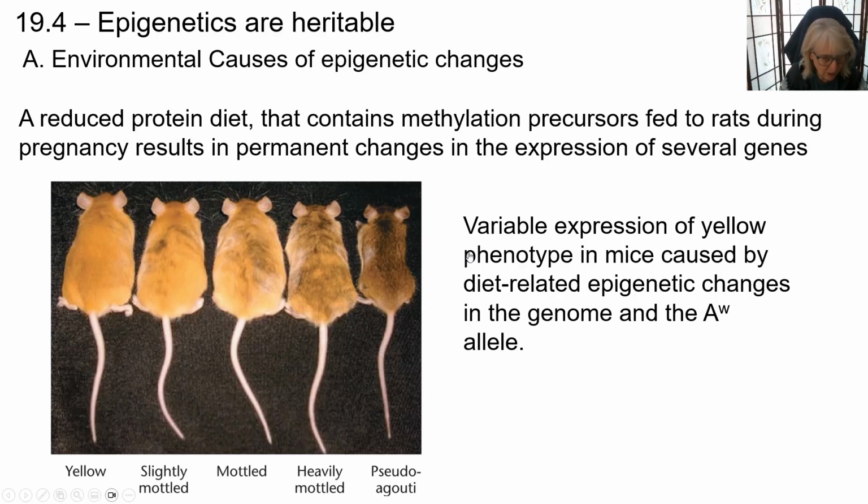Yellow is the standard color. Agouti is, I guess it kind of means mottled, or brown and gray and brown, yellow. Agouti is what happens when they don't have normal nutrition. It causes methylation that affects a specific gene that is involved in mouse coat color.